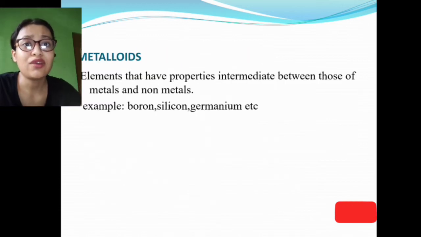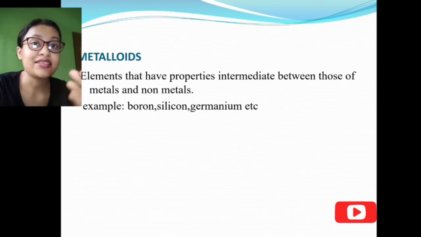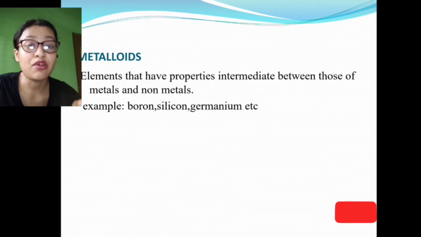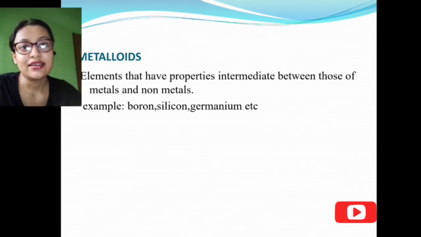Now next, what are metalloids? These metalloids are the elements that have properties intermediate between those of the metals and non-metals. It means they have the intermediate properties of both metals and non-metals. Examples are boron, silicon, germanium, etc. So these are the three categories of the elements: the metals, non-metals and metalloids.